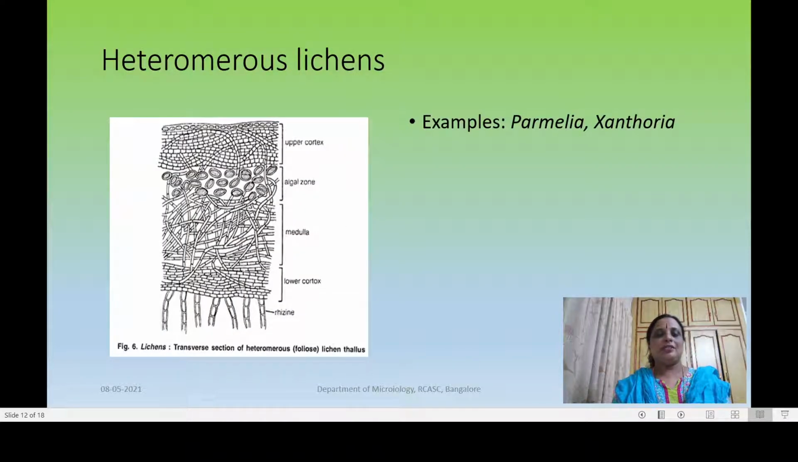Whereas in heteromerous lichen, there is a distinction between the upper and the lower cortex as well as the medulla, and there is a special layer for the association of the algal partners with the fungi.